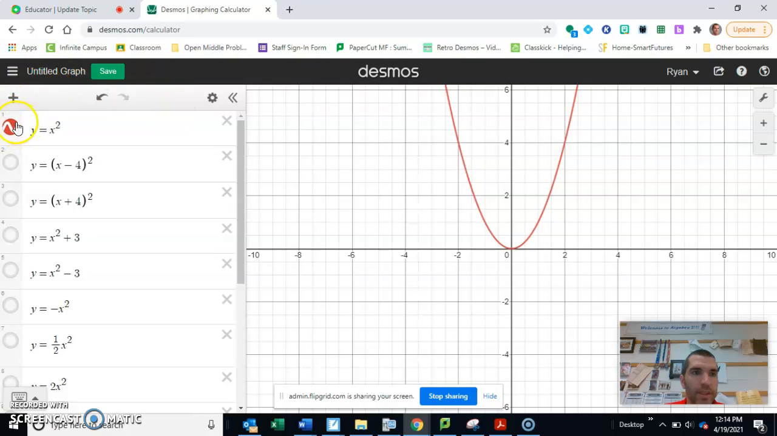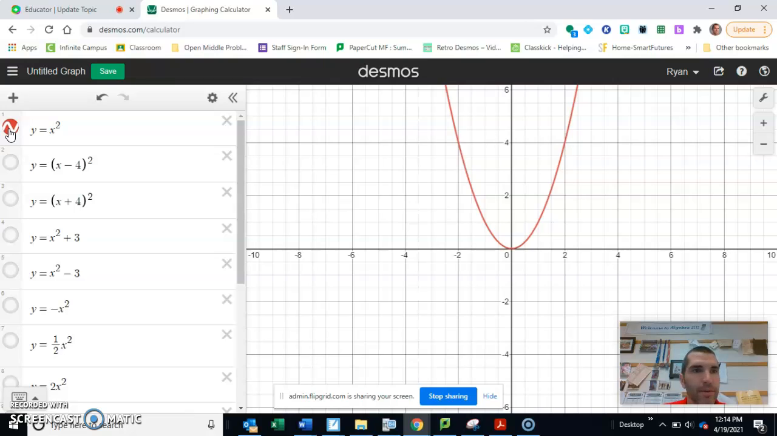Notice on the rubric it says you want to keep your parent graph up the entire time. So I am doing y equals x squared. Yours is obviously going to be different. I'm just doing our basic one we did last chapter. So I'm going to do a mock presentation for you starting right now.